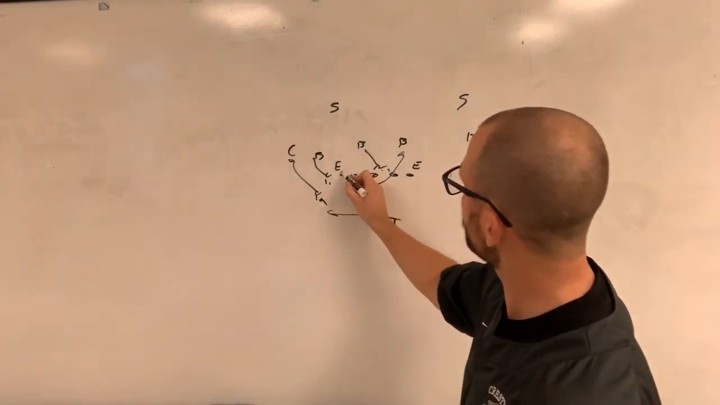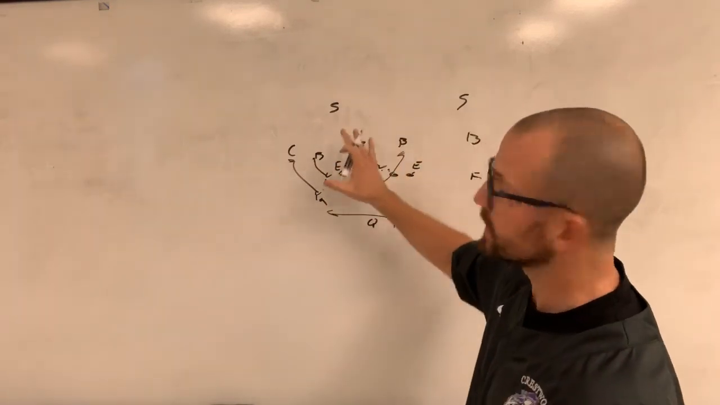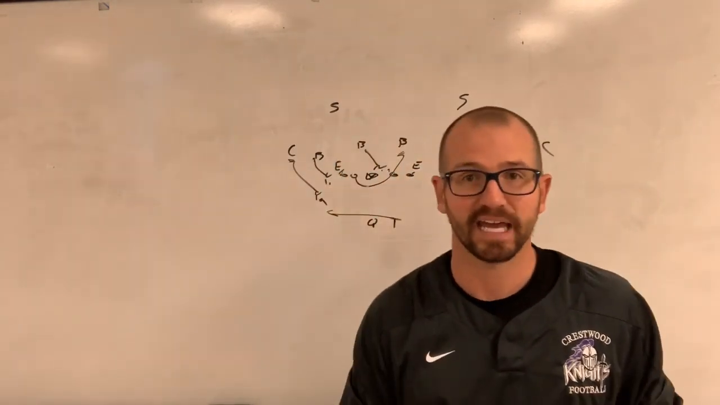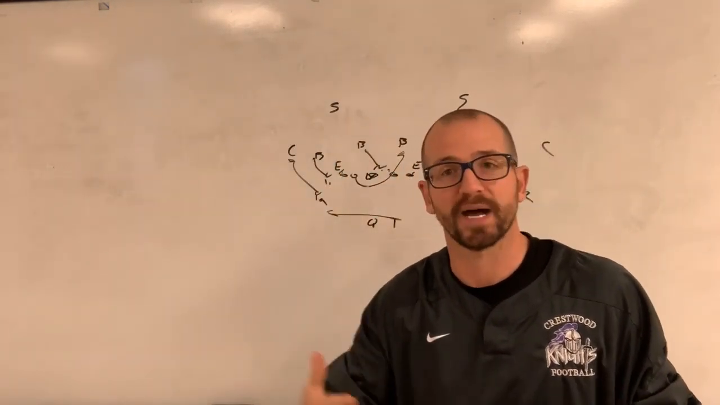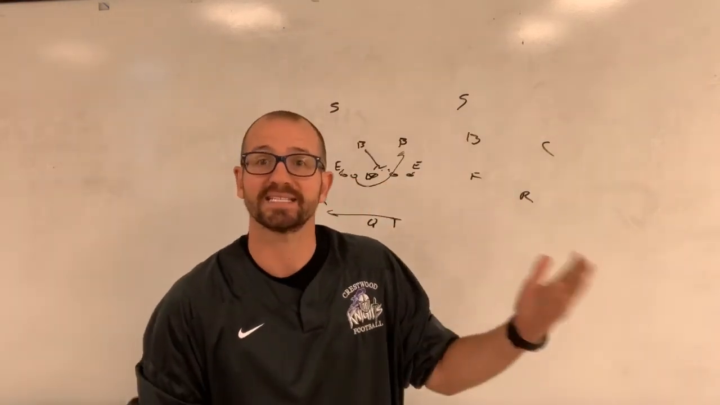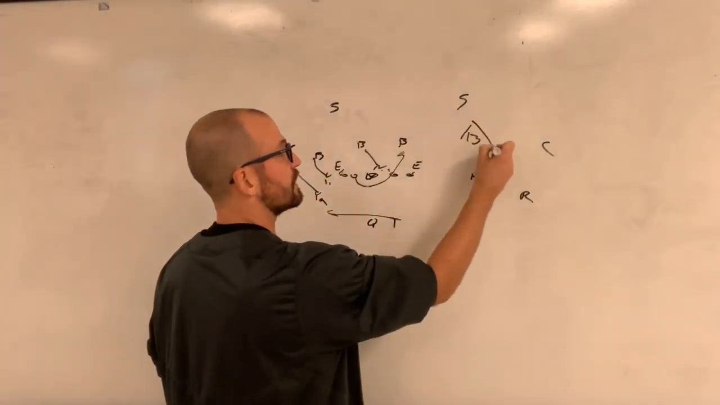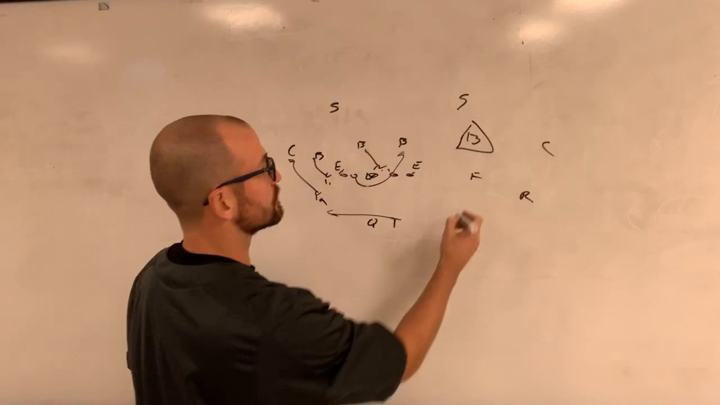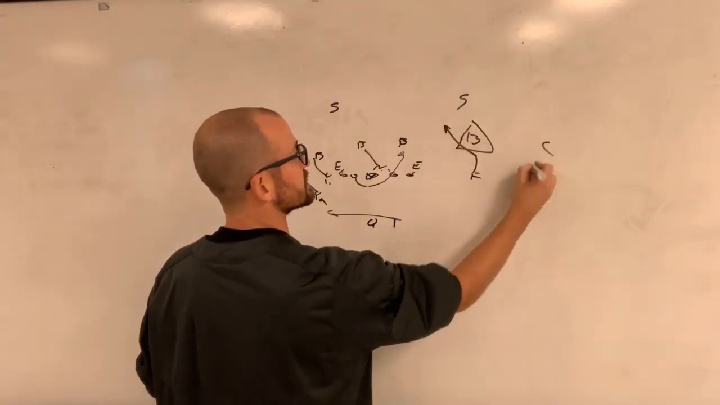So they did a one-back power. Everybody's accounted for in the box. Who is not accounted for? Who has a dual responsibility? Who's got the pass and the run? This man right here. And what they did was they ran double slants.